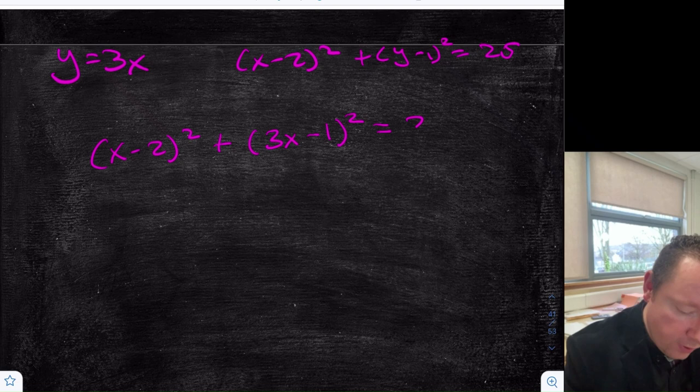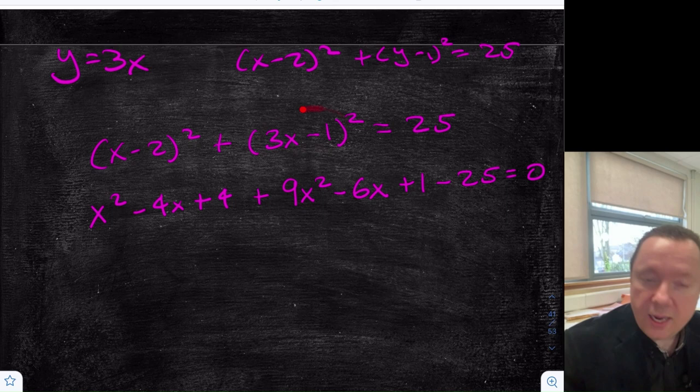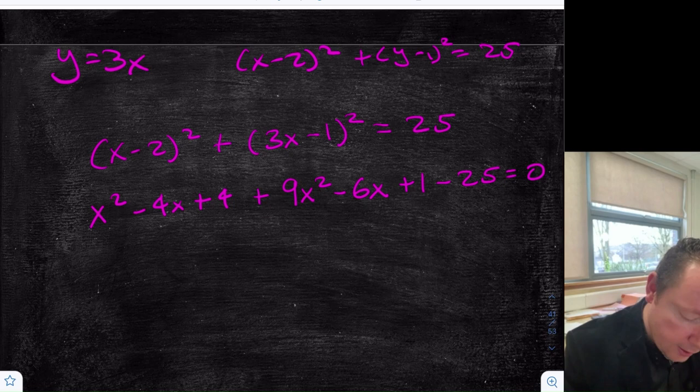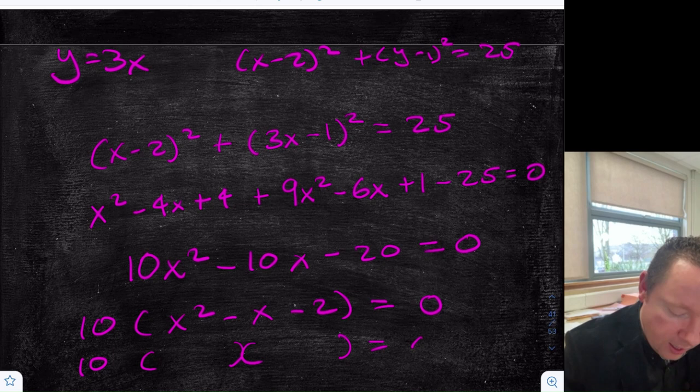Multiplying out our brackets to get a quadratic then, we've got x squared minus 4x plus 4 for the first bracket, and then we've got 3 threes is 9x squared. 3 ones is 3, double that is 6, so minus 6x plus 1. And then I'll just take away 25 and make it equal to 0 because I'm going to get a quadratic. If you're struggling with multiplying out these brackets, you can just take your time and multiply them out any way you want. So we've got x squared and 9x squared is 10x squared, minus 10x. 4 plus 1 is 5 minus 25 is negative 20 equals 0. 10 is a common factor, x squared minus x minus 2. So hopefully it's factorizable. 2 and 1, we want to get minus 1, so it's minus 2 plus 1 is minus 1. Minus 2 times 1 is minus 2. So x equals minus 1 or x equals 2.